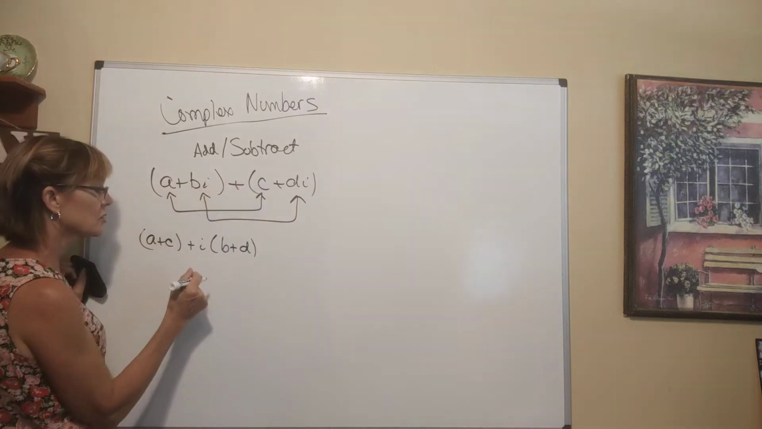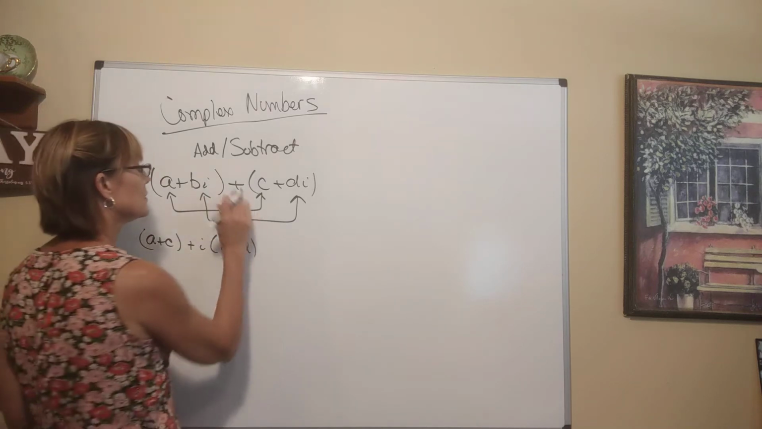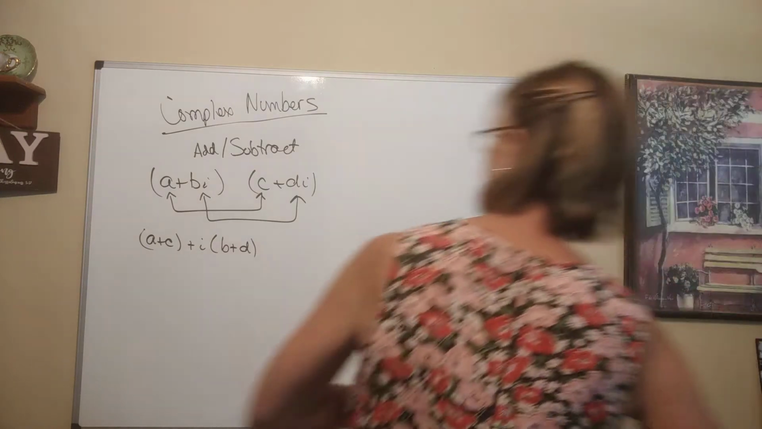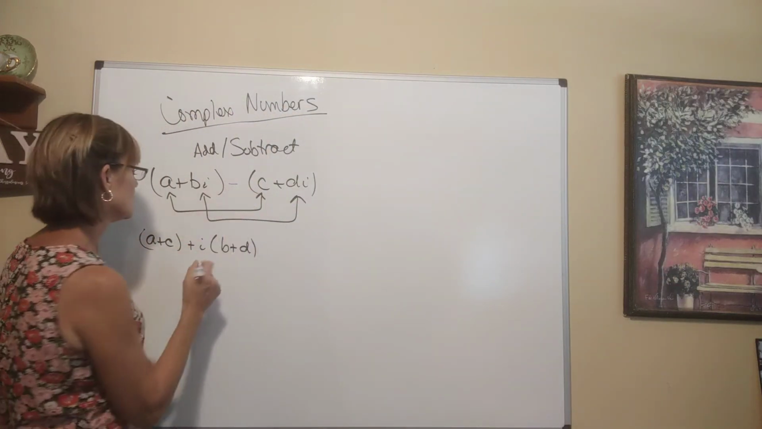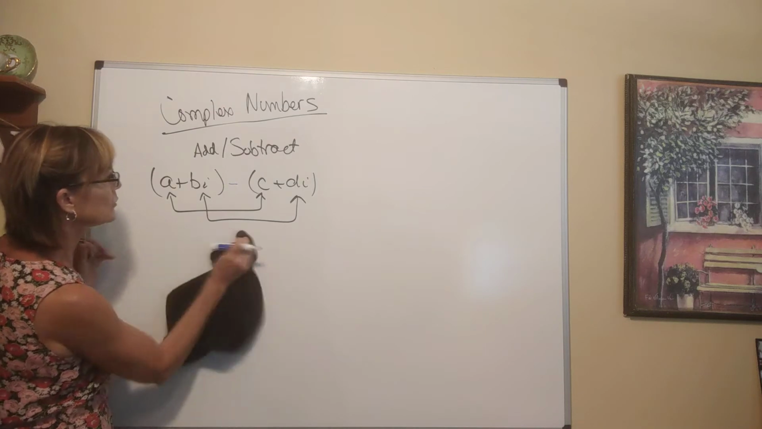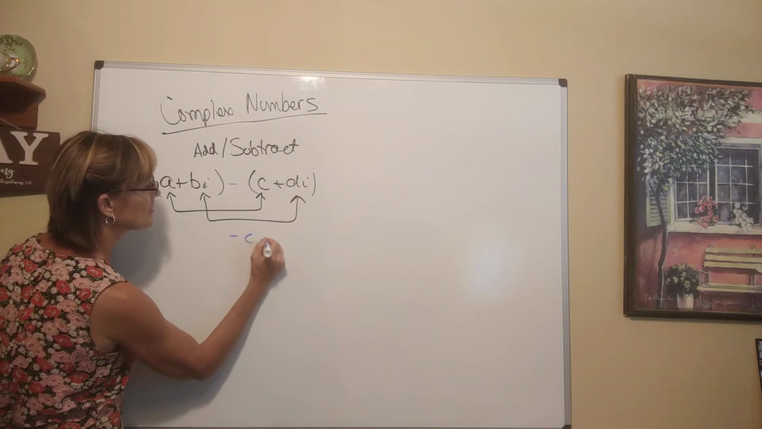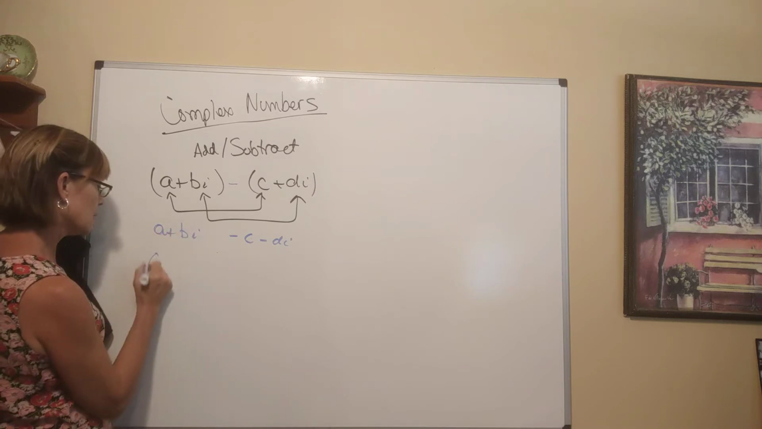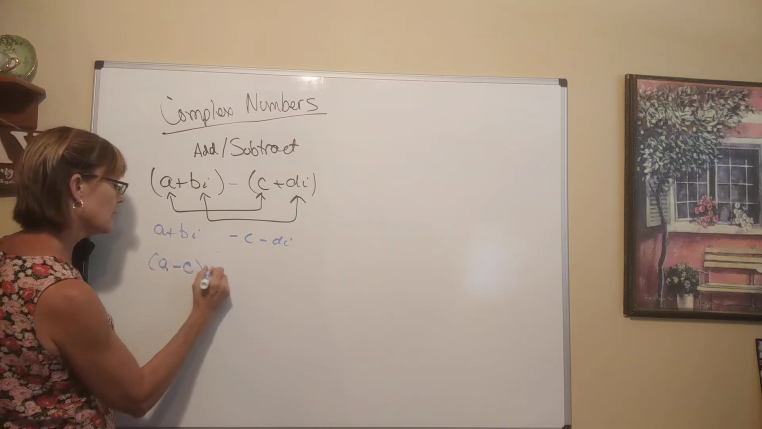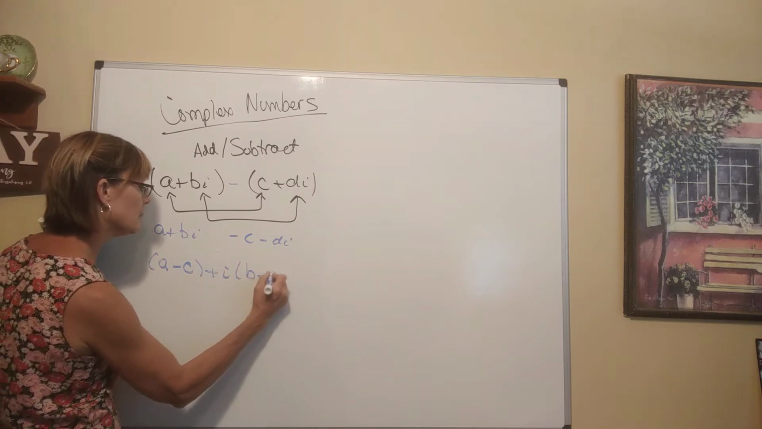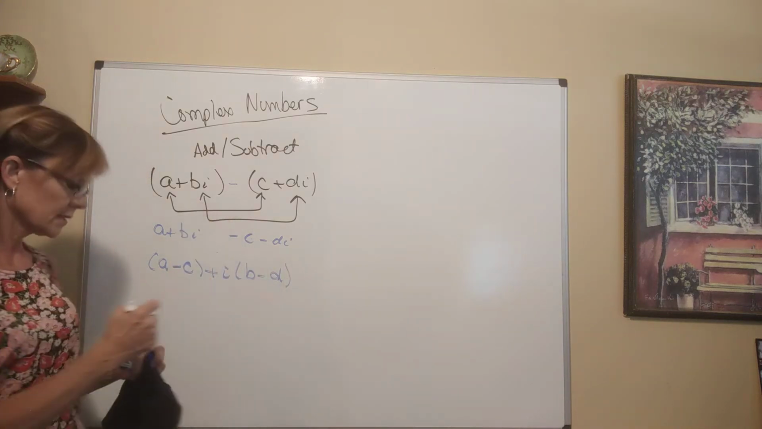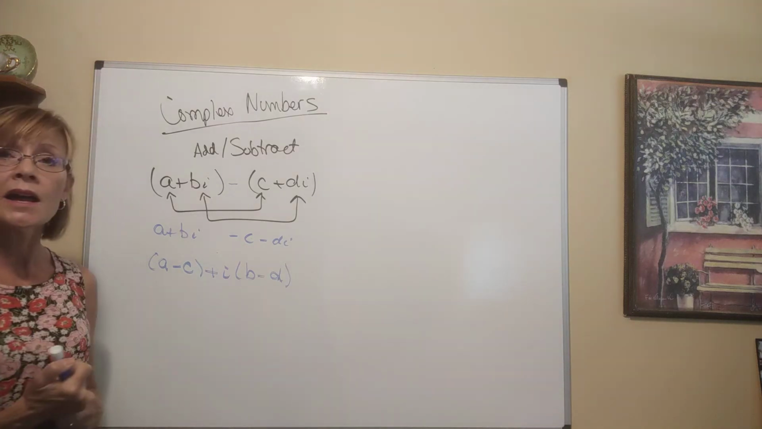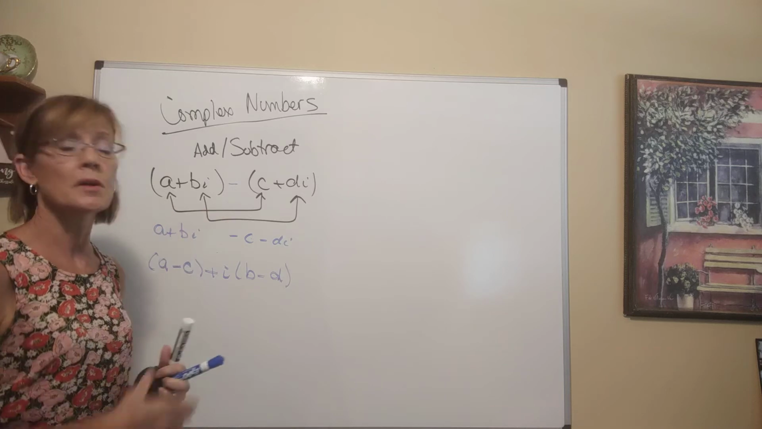If this had turned into a subtraction, what would we get then? You would distribute the negative, so it would be minus c minus di. Then this would be a minus c plus i times b minus d. This actually looks a little more complicated than it is when we have real numbers in there. You sort of just treat that i as a variable almost.